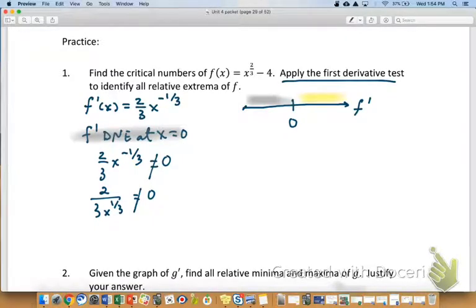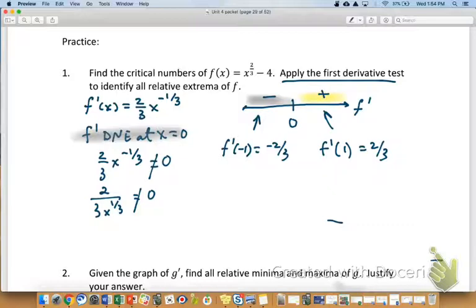What number would you plug in for the gray? -1 makes a lot of sense. So I'd say f prime of -1. F prime of -1 would equal what? -2/3. You're right. Good job. And then over here, f prime of, did you guys go with 1? What would that equal? 2/3. So f prime is going from negative to positive.